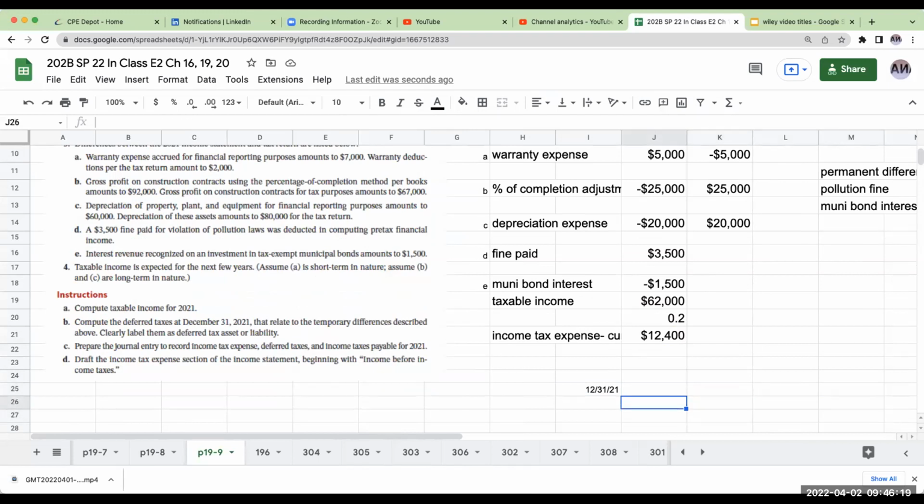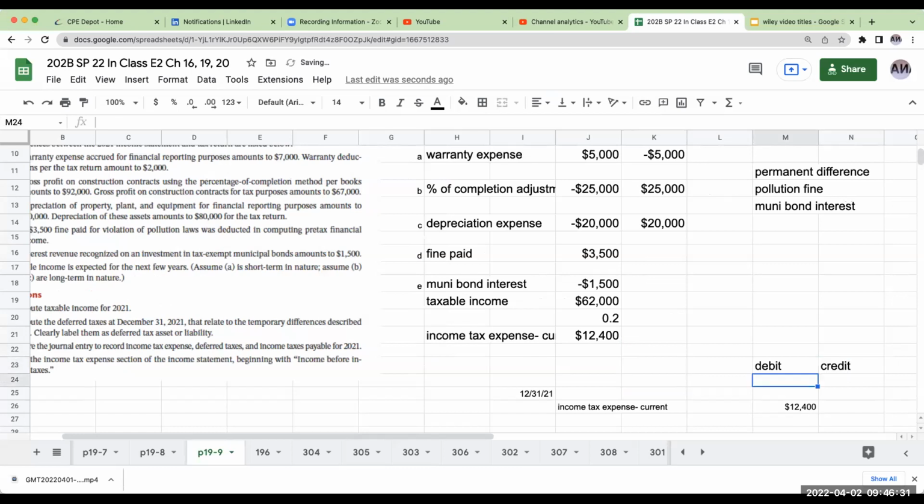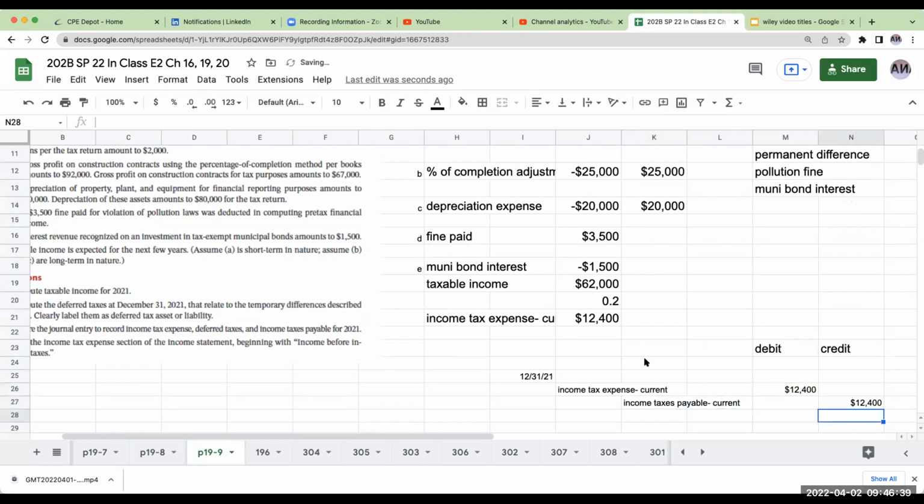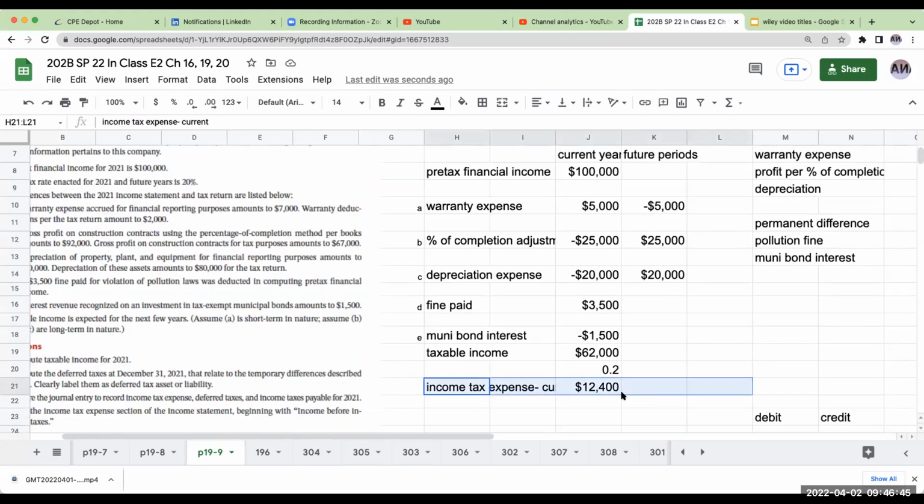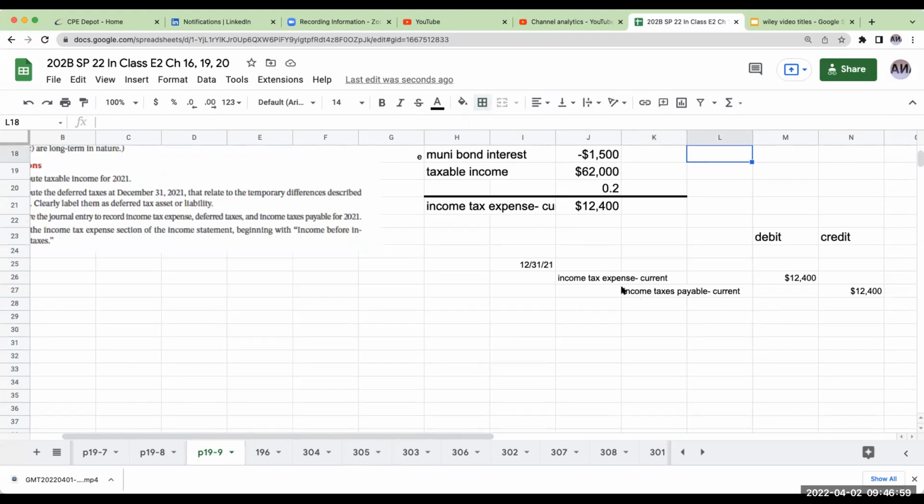So right over here, I'm going to have income tax expense current. My income tax expense current is going to be 12,400. I'm going to have income taxes payable current, and this is also going to be 12,400. So the first thing you always want to do in these questions, and this is kind of what I'm learning, is to first show what's happening over here: income tax expense current, income taxes payable current.